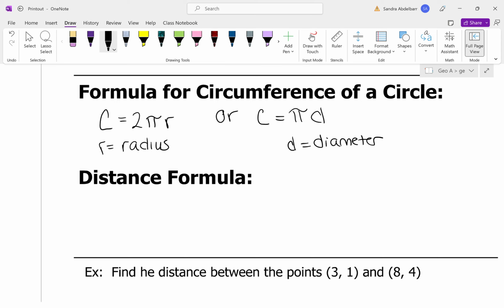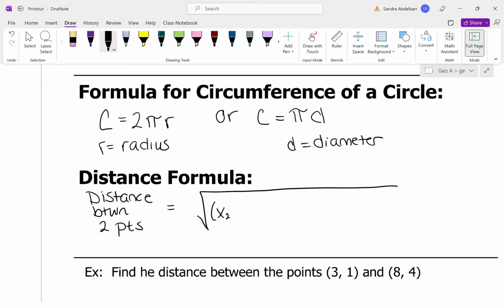All right, new formula for you, the distance formula. Actually, I think in 3B we did the distance formula, but just to refresh your memories. So this is not the distance the wheel turns. Remember what we did last class? This is different. This is distance between 2 points. So distance between 2 points is going to equal the square root of the quantity x2 minus x1 squared plus the quantity of y2 minus y1 squared.